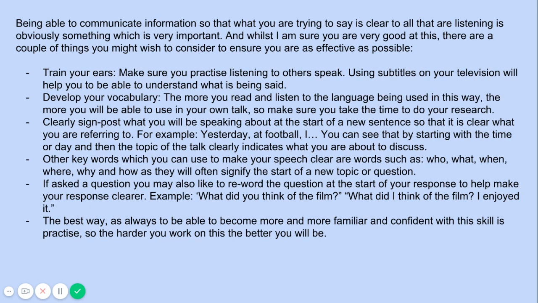Other key words which you can use to make your speech clear are words such as who, what, when, where, why, and how, as they will often signify the start of a new topic or even a question you might ask. If you are asked a question, you might also like to reword the question at the start of your response to help make your response clearer.